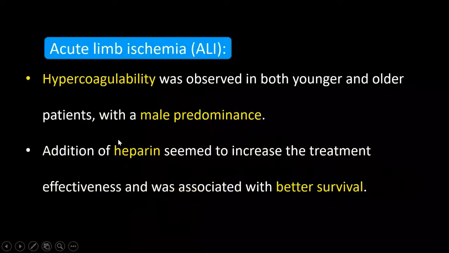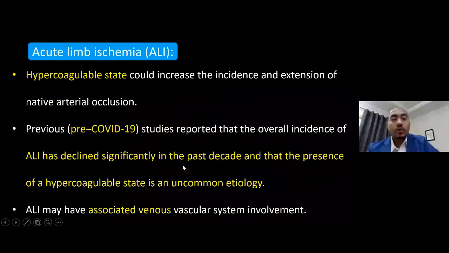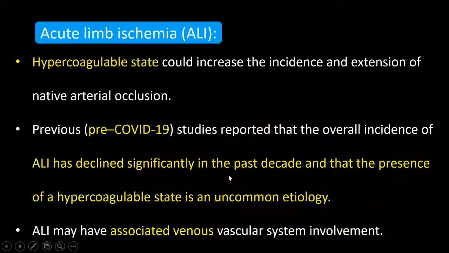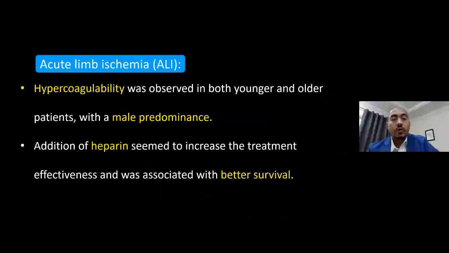Acute limb ischemia may have associated venous vascular system involvement. Hypercoagulability was observed in both younger and older patients with a male predilection. Addition of heparin seems to increase the treatment effectiveness and was associated with better survival.